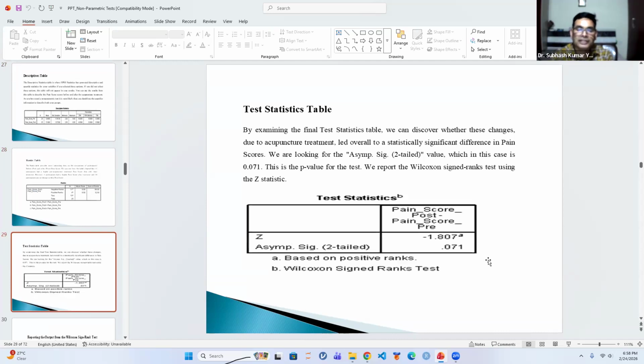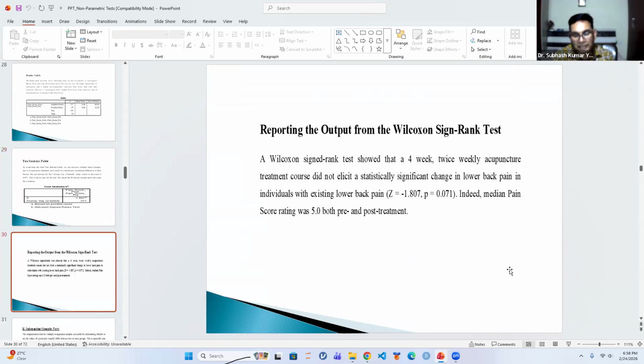For the p-value, we can see that there is no difference between the two. It means the pain before surgery and after surgery remains the same because the p-value is greater than 0.05. It is 0.071. So here the null hypothesis is not rejected. The null hypothesis is that there is no effect of surgery on pain, I mean, pain is not reduced after surgery. Reporting is on the basis of the p-value. We see whether it is greater than 0.05 or less than that.